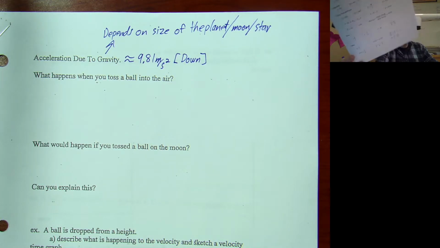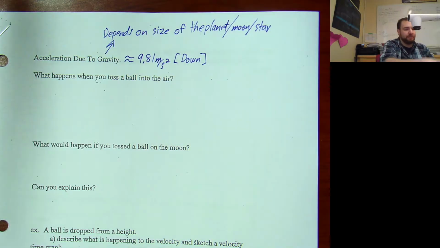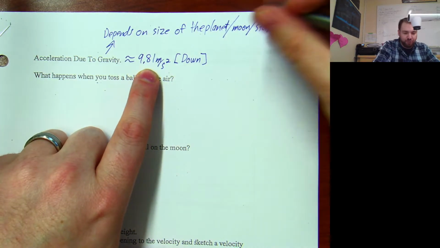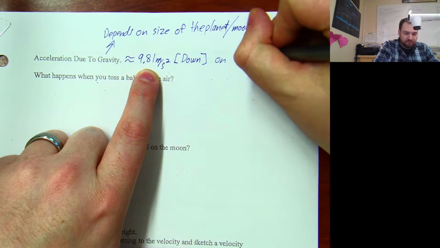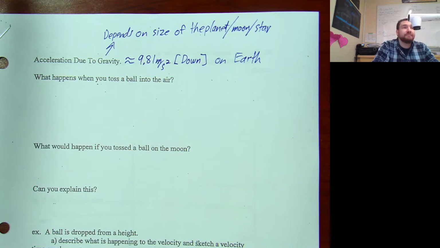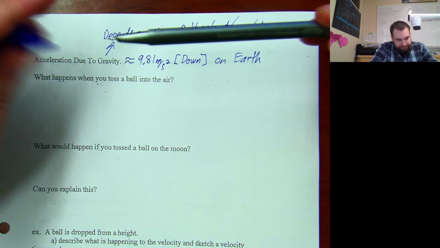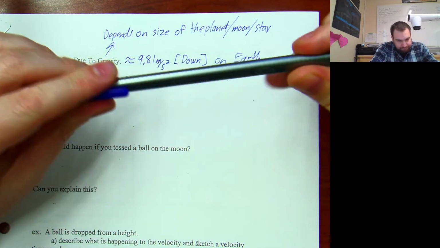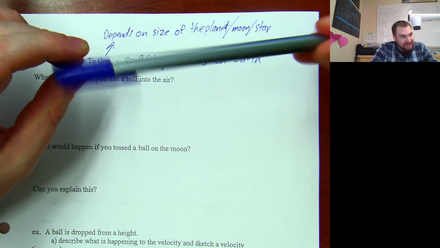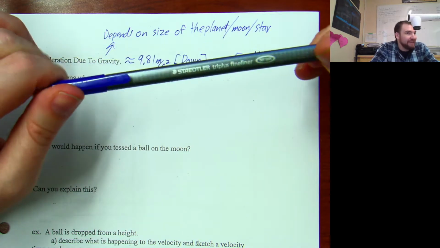We live on a relatively large hunk of rock. I mean, things get larger from here. So this acceleration due to gravity is true on Earth. Yes, Manuel. Does altitude affect gravity on the Earth? Technically, yes. Practically, no.